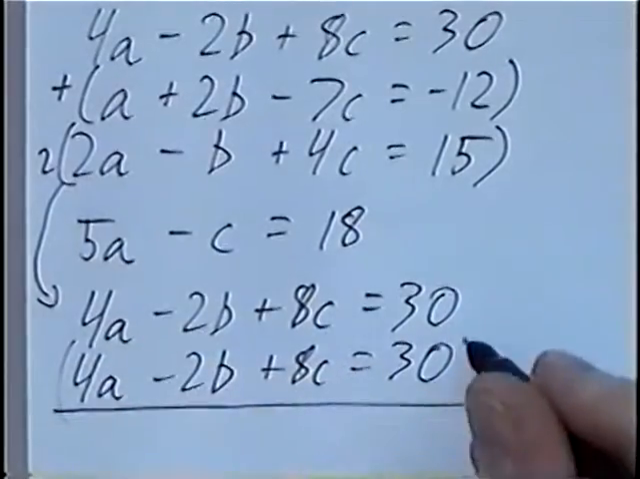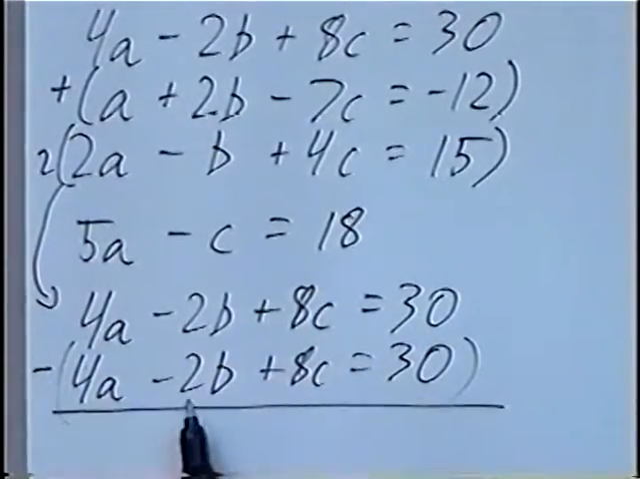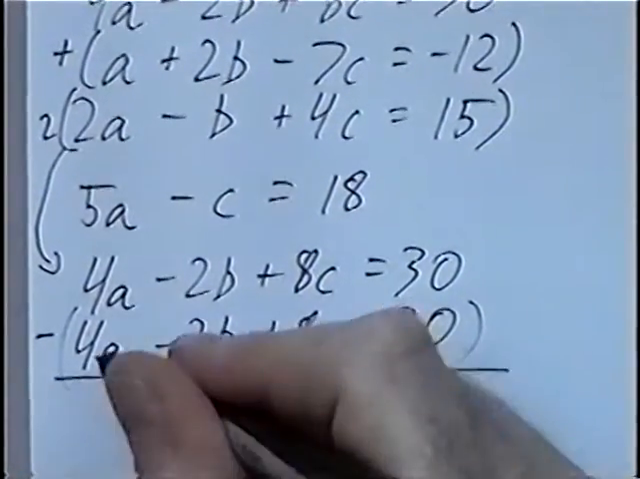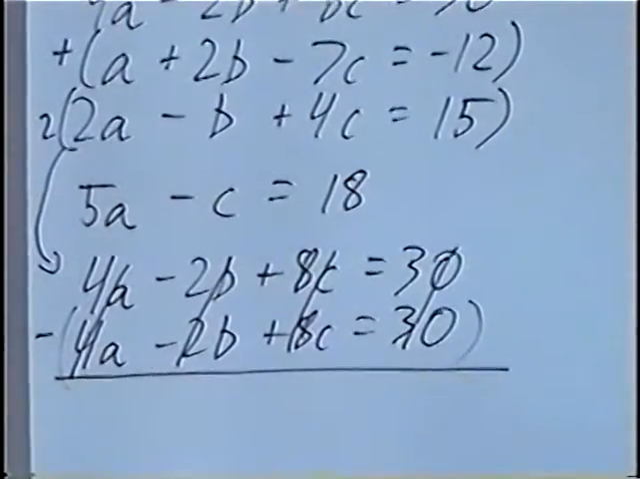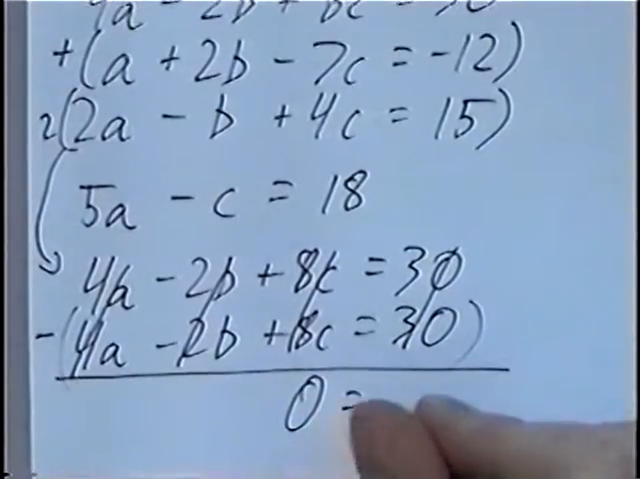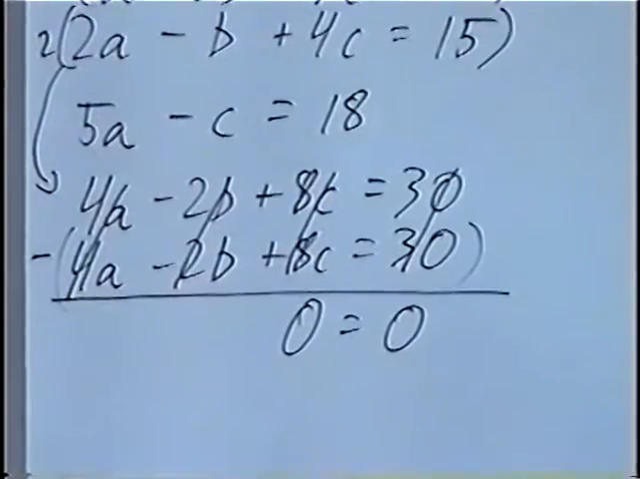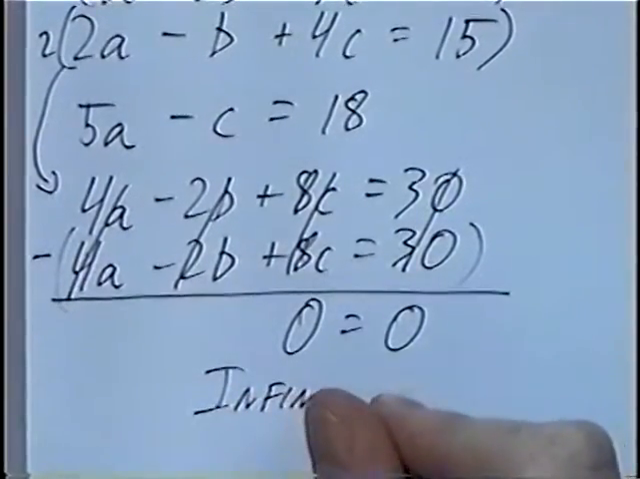To combine these, we can subtract, because again negative 2b minus a negative 2b would cancel. But in this case the a's also cancel, the b's cancel, the c's cancel, and the 30's cancel when you subtract them. So we'll be left with 0 equals 0. And if you remember from previous sections, this would be infinite solutions.